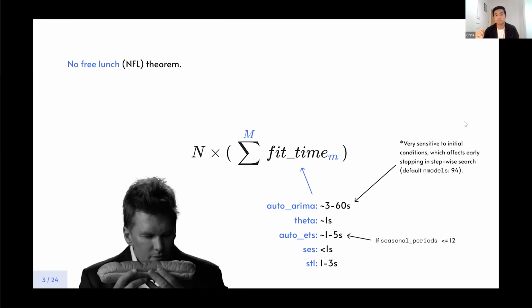More on this later, right? Another point is that for ETS, these scores are generally for things with seasonal periods less than 12. If you want to use ETS on higher order seasonal periods, the parameter space tends to explode, and the fit time can also increase exponentially. So there you go.